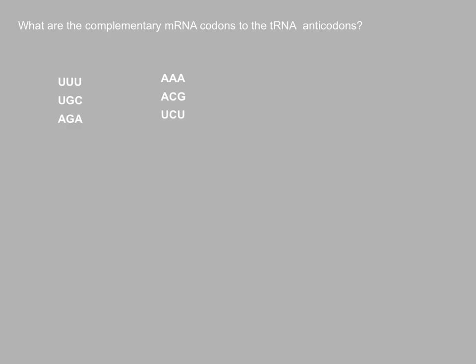UUU would be AAA, UGC becomes ACG, and AGA would be UCU. So we're basically doing something very similar to what we did when we were making the messenger RNA in the nucleus. We were going through transcription.